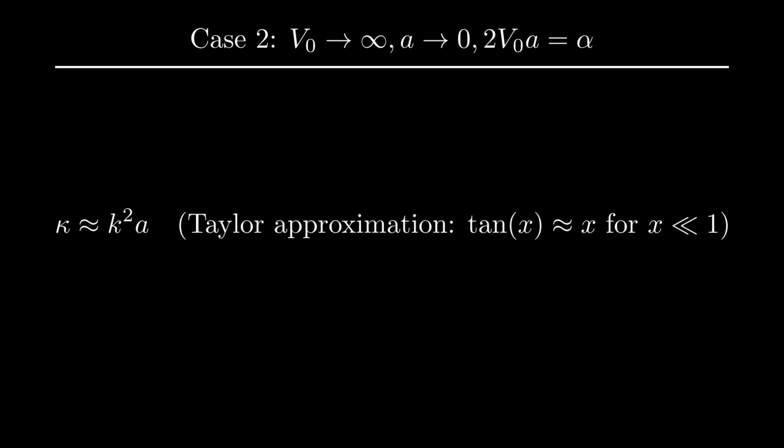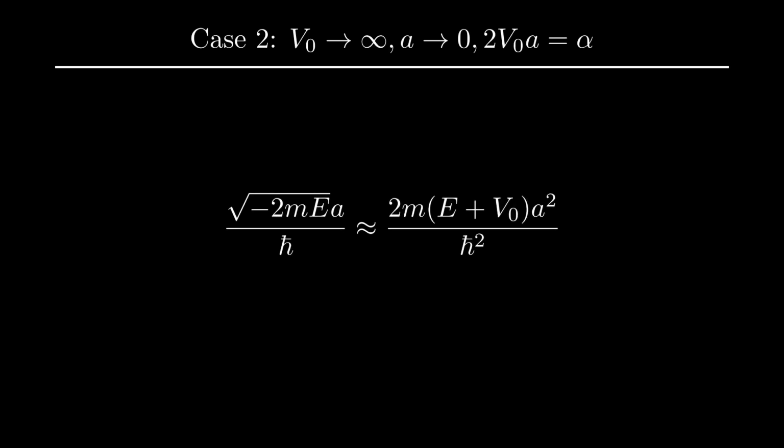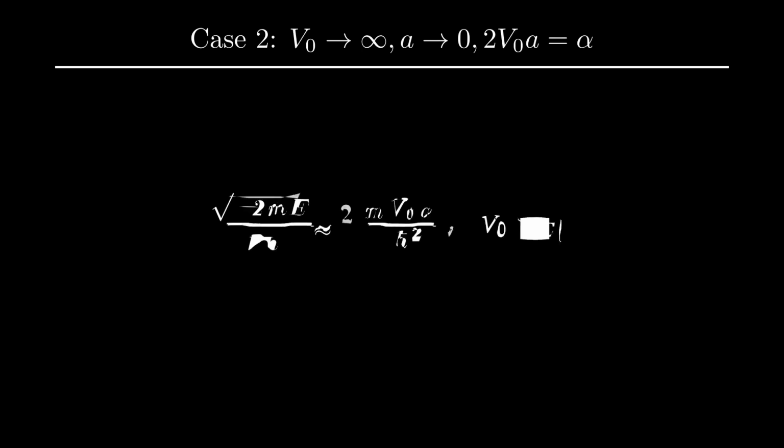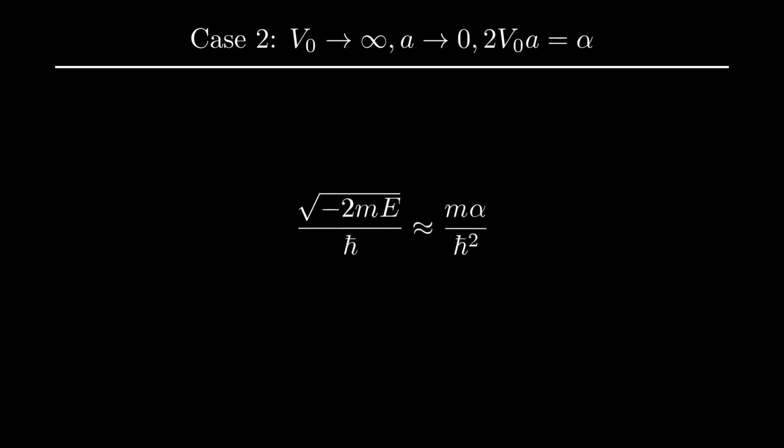Substituting in the expressions for k and kappa in terms of e, v0, and a, we get the following. With some algebraic manipulation, we can get the following relation. Here, we can effectively ignore the contribution of e on the right-hand side, since e is proportional to kappa squared, and kappa will be close to 0, meaning that v0 will be much larger than e, and will dominate this term. Since we are multiplying v0 by 2a, we can substitute this for alpha to get the following.